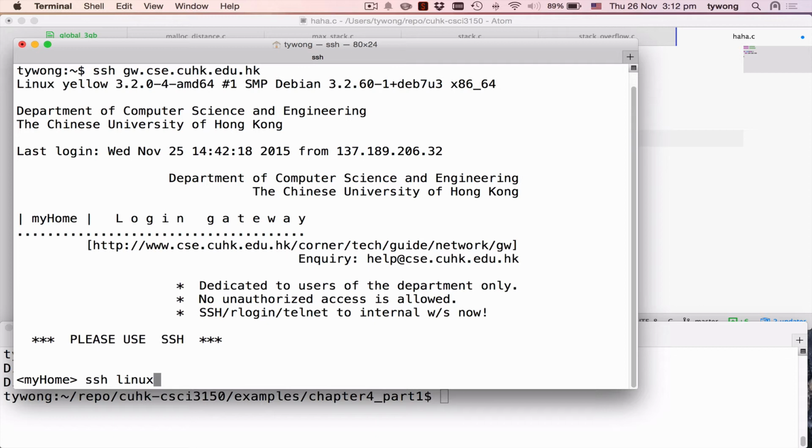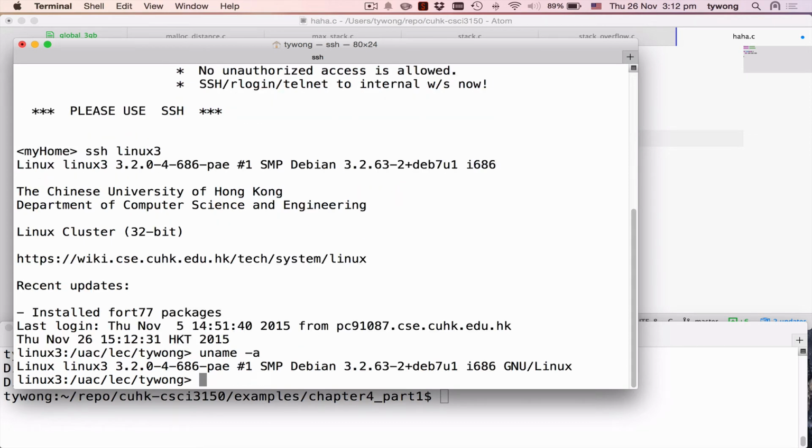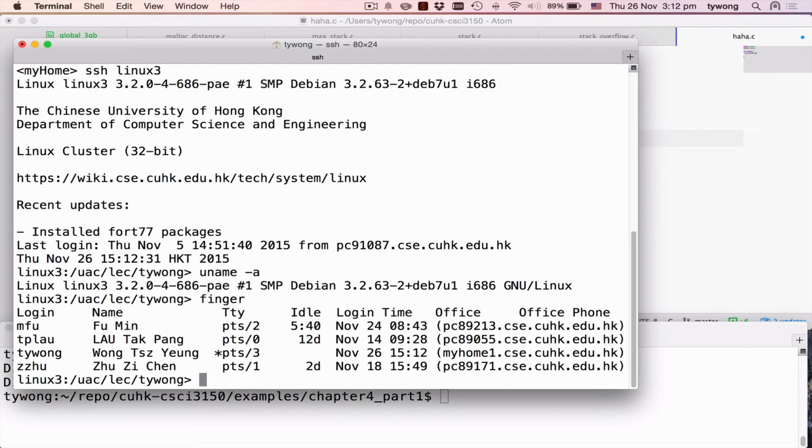No, I want a 32-bit CPU first to demonstrate a small amount. This one is 32-bit. Okay, so let's see how many people are there. Oh, very few. All are tutors. Let's kill them.